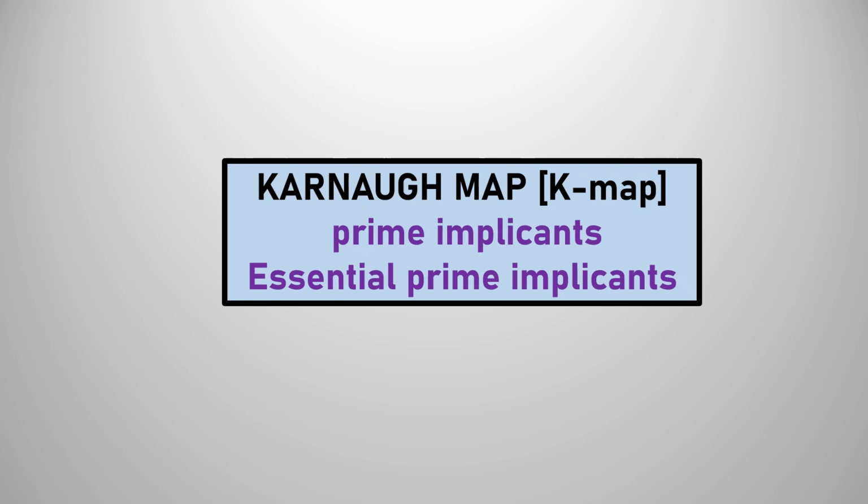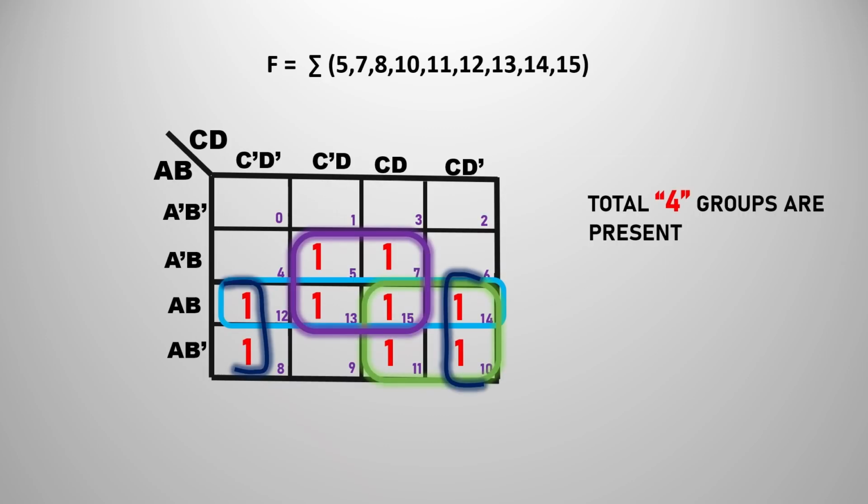In our previous videos of K-map, we already discussed 2 variable, 3, 4 and even 5 variable K-maps. So now we will also discuss essential prime implicants and prime implicants, how these are important, and how to identify them carefully while grouping. Let's begin. Let's start with an example of why we need the prime implicants and essential prime implicants.